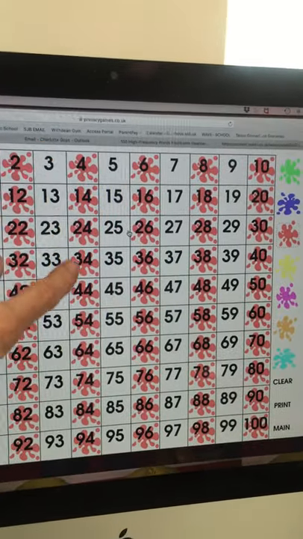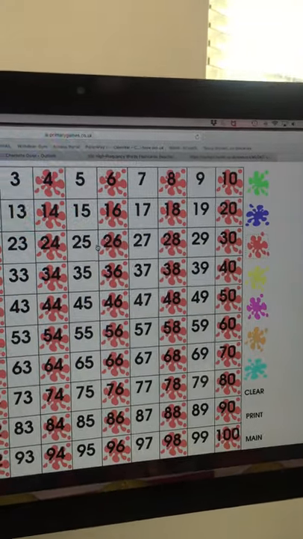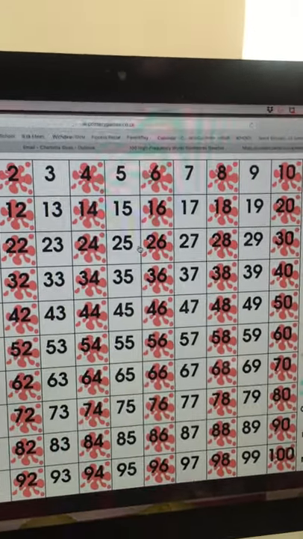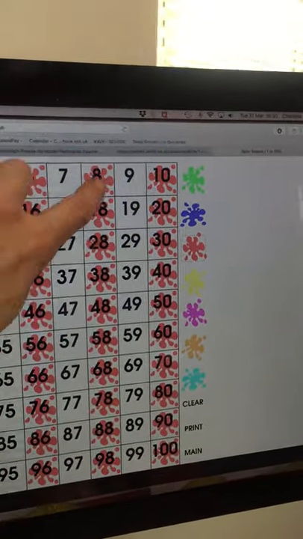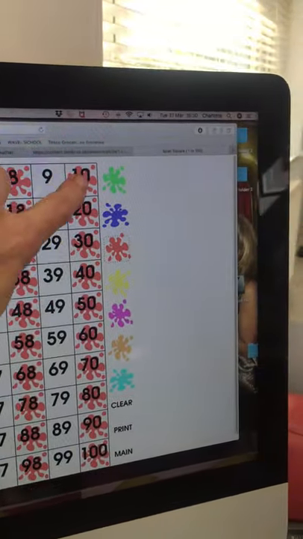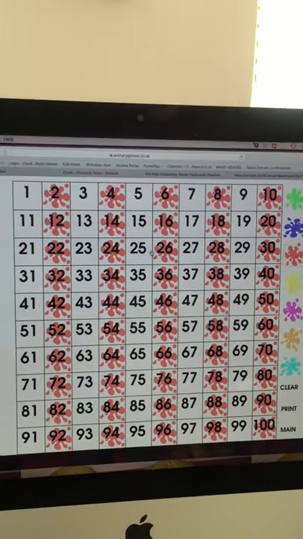These numbers all end in a 4. Same pattern with the numbers at the beginning. They all go up, they're all going up by 10 each time. These numbers all end in a 6. These numbers in an 8. And these numbers, of course, our favourites, they all end in a 0.